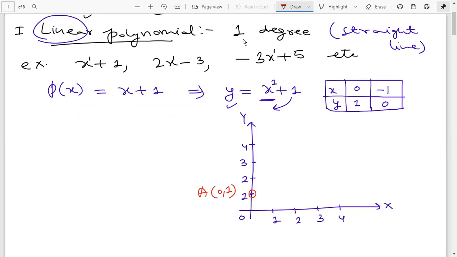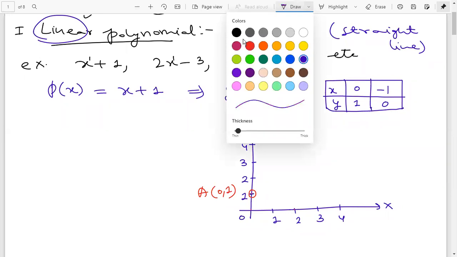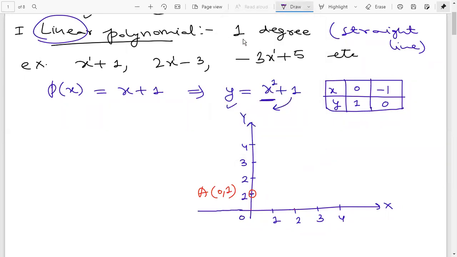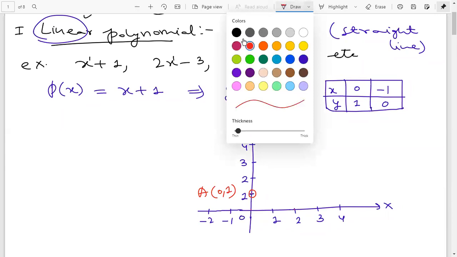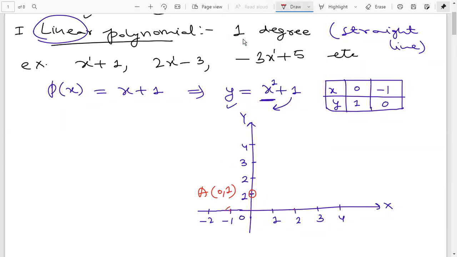Then we have this second point minus 1 comma 0. So where will be minus 1 comma 0? So minus 1 will be in negative x direction. Equal spacing, you can plot this minus 1, minus 2 and so on. So minus 1 and y is 0. X is minus 1, y is 0 to this point.